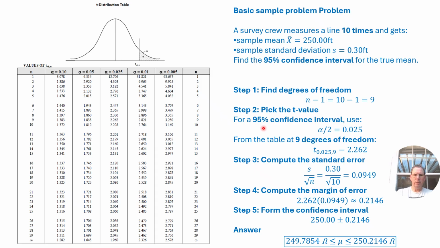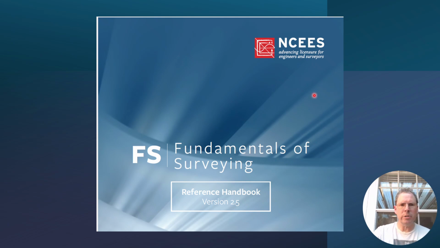So for a 95% confidence interval, use alpha over 2 is equal to 0.025, okay? And from the table at 9 degrees of freedom, you get this T value of 2.262. You compute your standard error, compute the margin of error, and then form the confidence interval, so you get the confidence interval between those. Let's look at the next set of equations on our booklet now.